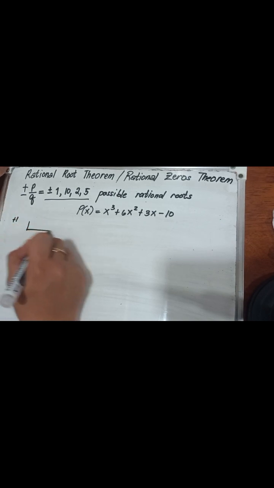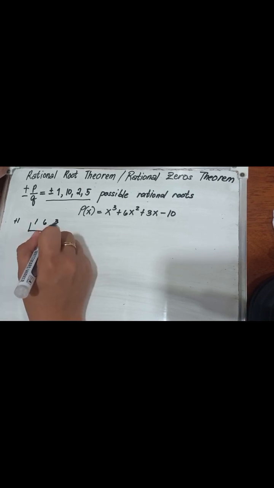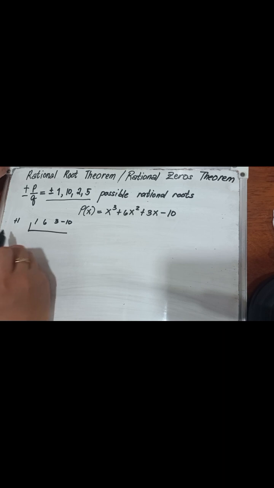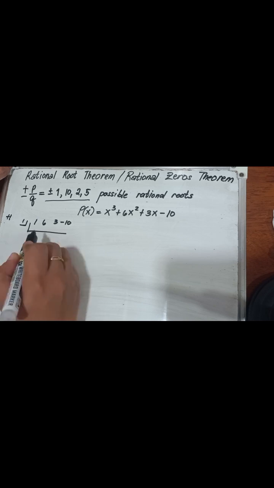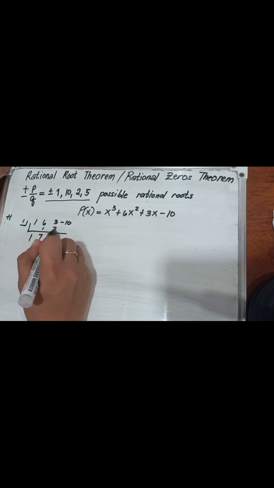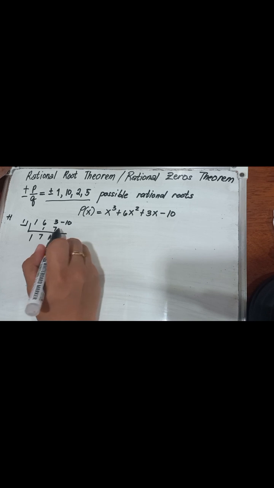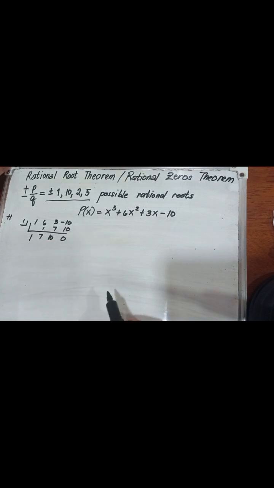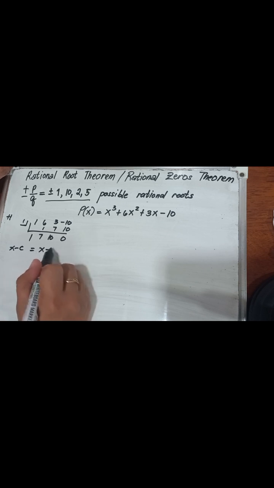Again, synthetic division. The coefficients we have are 1, 6, 3, and negative 10. If our divisor is 1, then bring down 1. 1 times 1 is 1, 6 plus 1 is 7, 7 times 1 is 7, 7 plus 3 is 10, 10 times 1 is 10, and it will give us a 0. So if you change this into x minus c form, then this is now x minus 1.